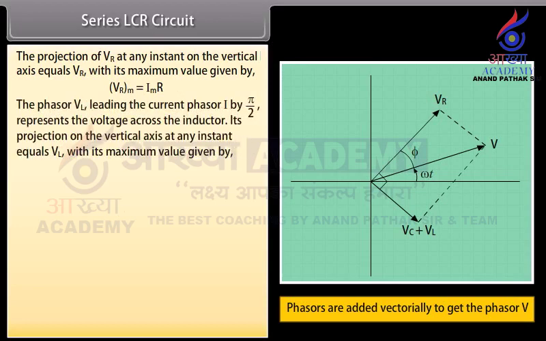The phasor VL leading the current phasor I by pi by 2 represents the voltage across the inductor. Its projection on the vertical axis at any instant equals VL with its maximum value given by the product of Im and XL.